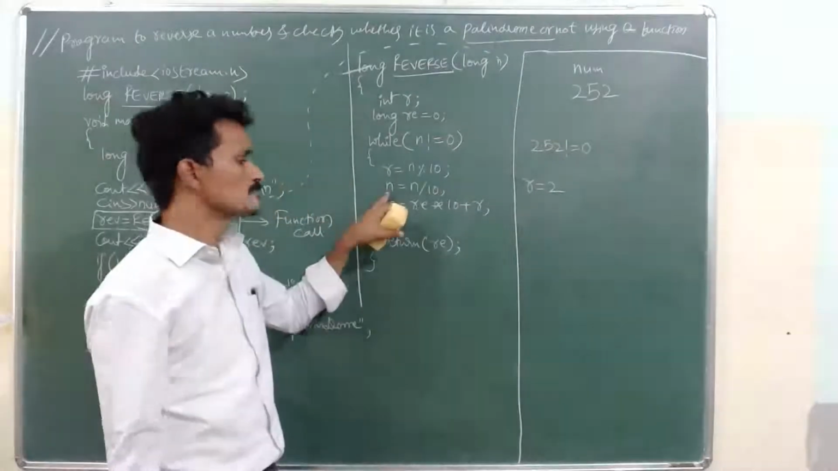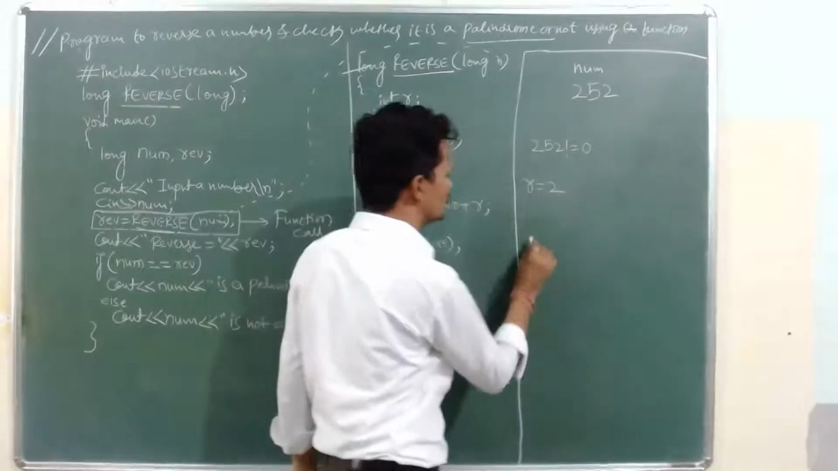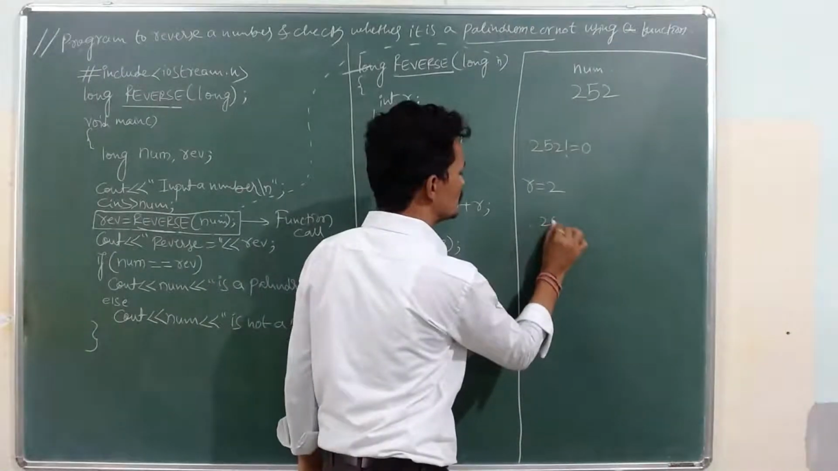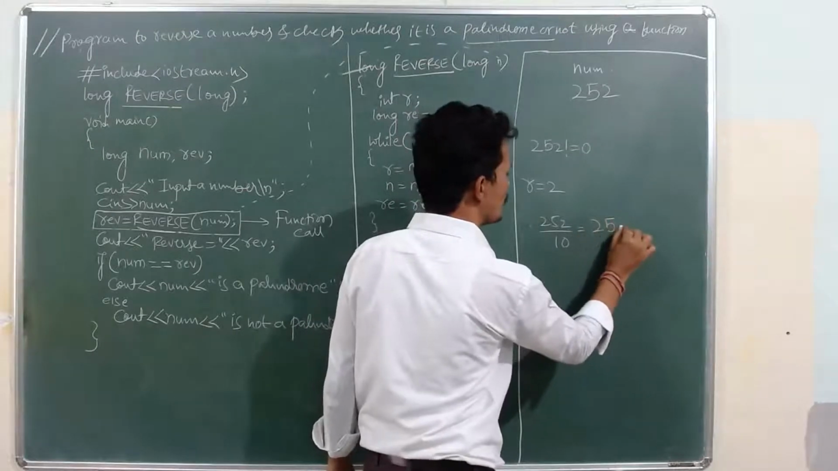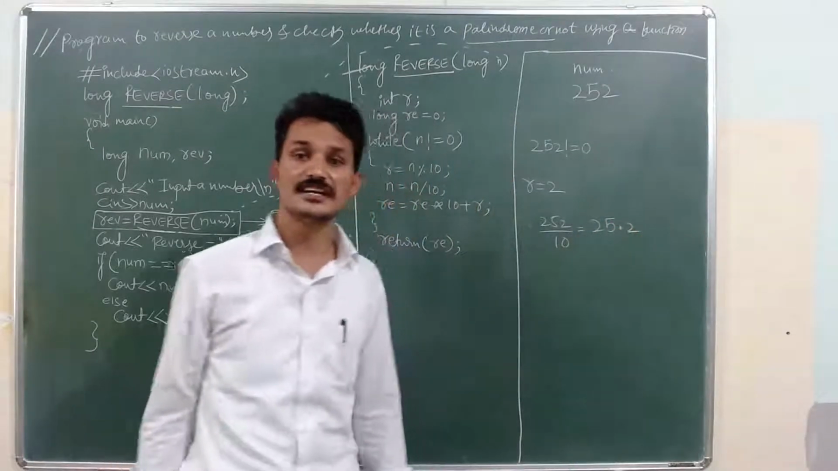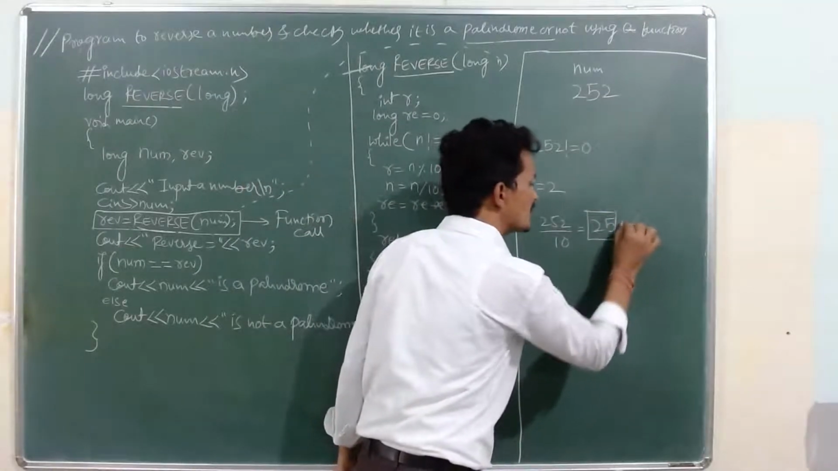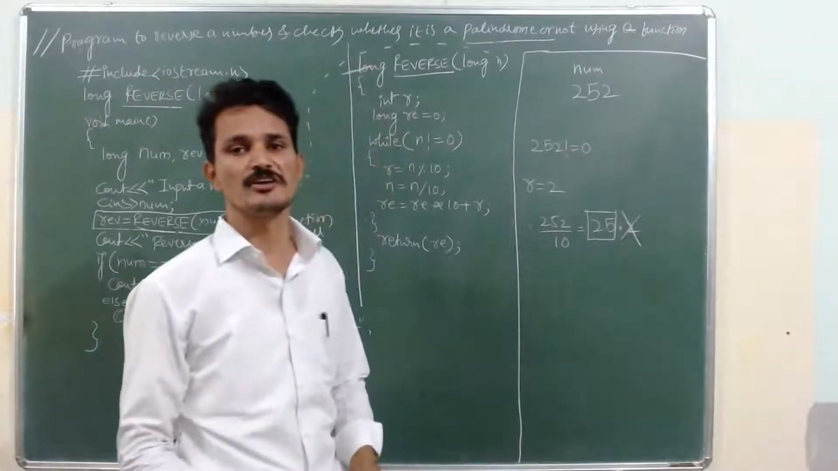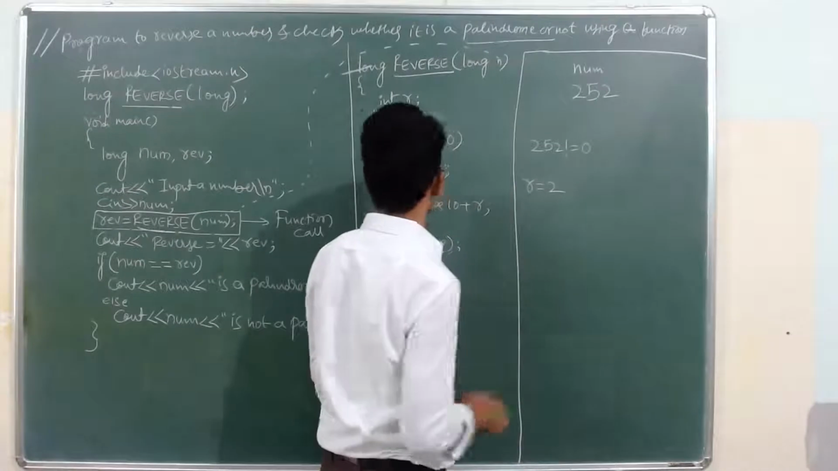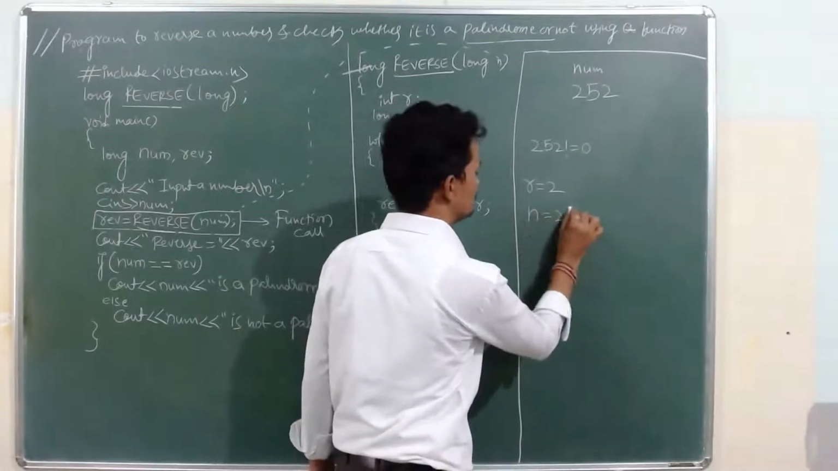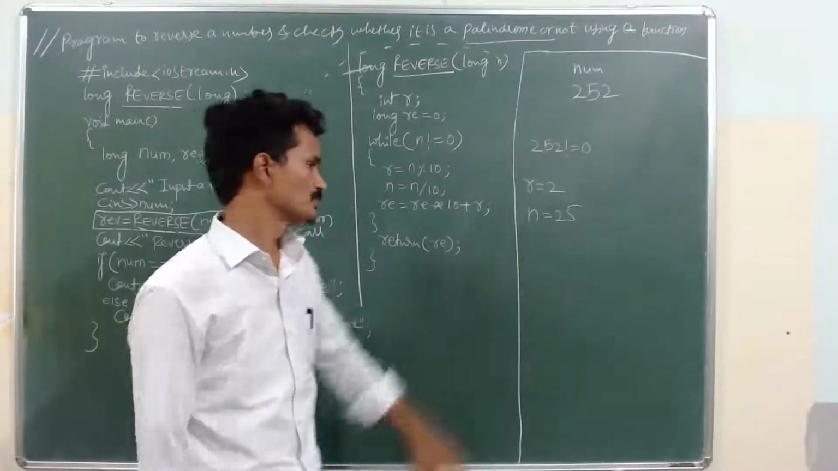Right? Then comes the next statement. N is equals to n divided by 10. What is the value of n? 252. 252 divided by 10 will give the answer 25.2. So I am considering only the integer part and I am discarding the fractional part. So what is the value of n now? The value of n is 25. First time it was 252 and this time 25.